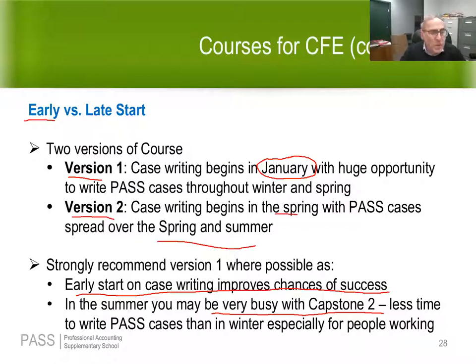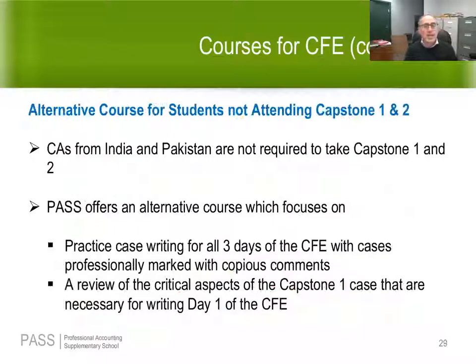Why do we have a version 2? We only have a version 2 because there is the odd person who, for whatever reason, cannot start case writing early. Maybe they're too busy in the winter, or who just joins the course too late to do version 1. You know, you guys are lucky because you're already thinking about the CP now, so you're not too late for version 1. But we do get people who will call us February, March. At that point, it's too late for version 1, and we have to put them into version 2. But if at all possible, our strong recommendation would be the early case writing version 1.